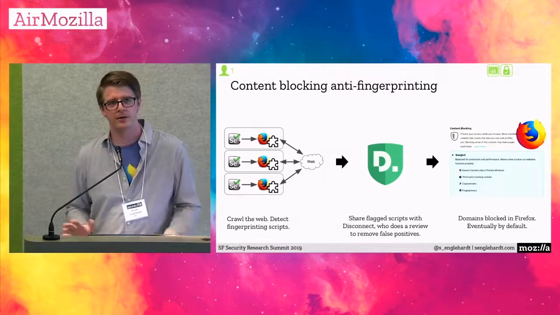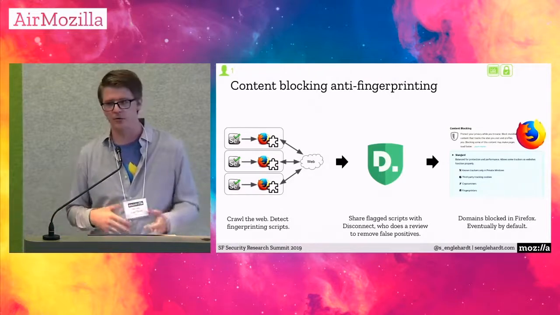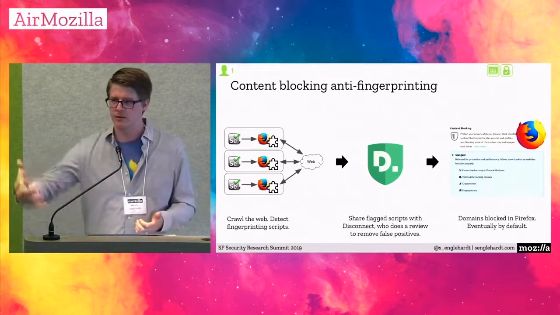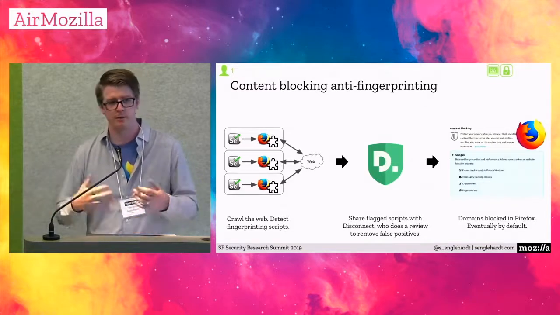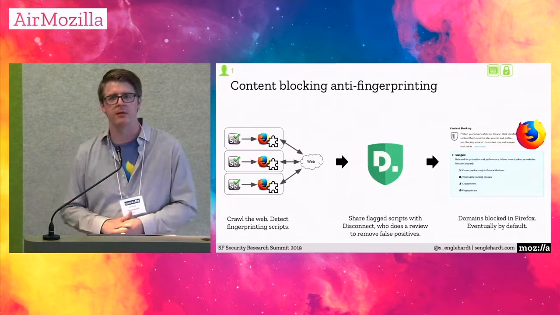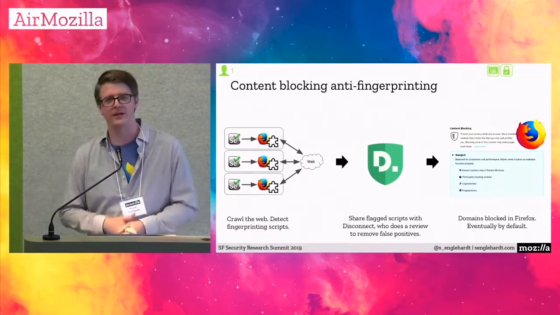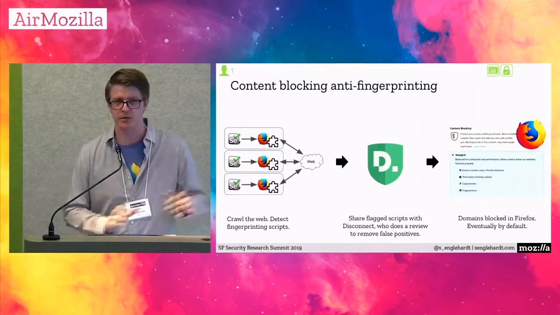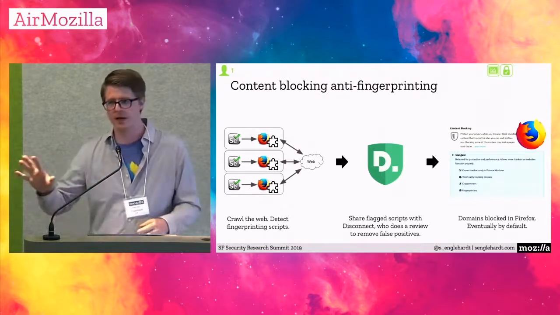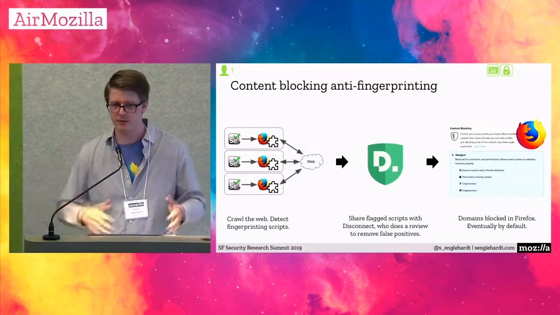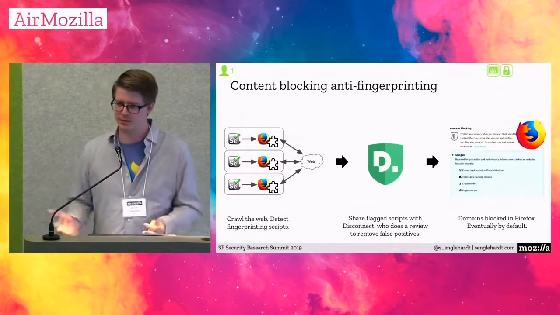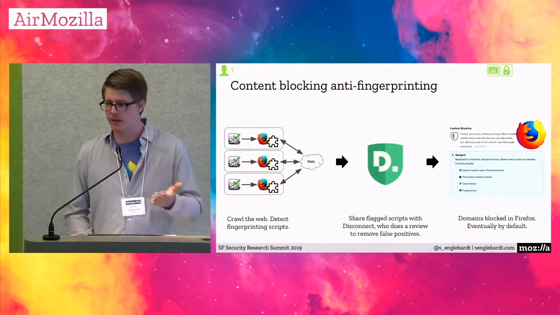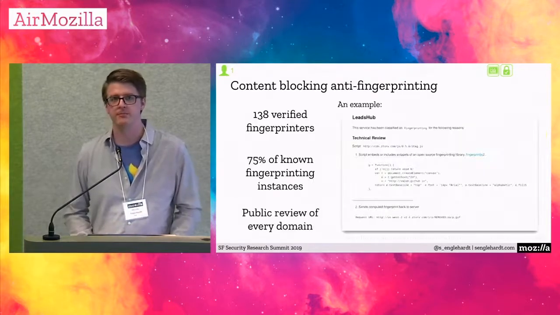And the way that we do that is we crawl the web, and we use kind of heuristic-based techniques to look at what calls a script is making, to see if they appear to be fingerprinting scripts. I believe Sarah will probably go into a lot more detail on that later in her talk. But basically, we flag scripts as potential fingerprinters. And then we ship that over to Disconnect and say, hey, we think these are fingerprinters. Could you make sure that they're fingerprinters? They do a bunch of verification themselves. And then they end up shipping a list back to Firefox.